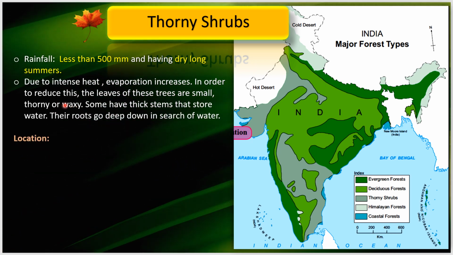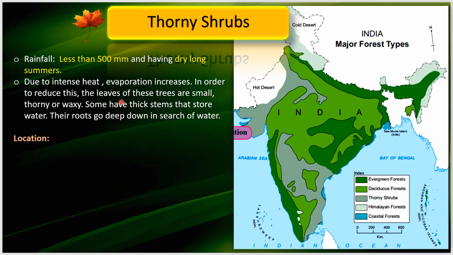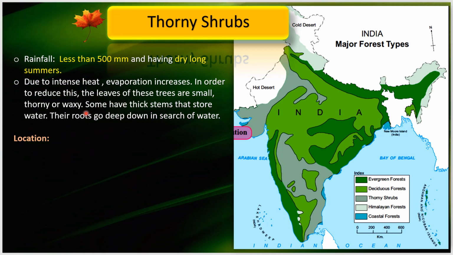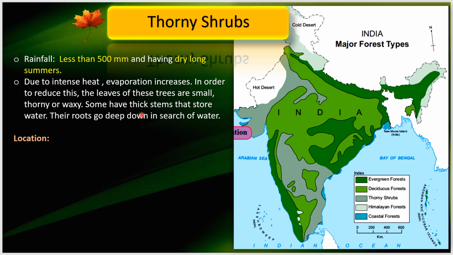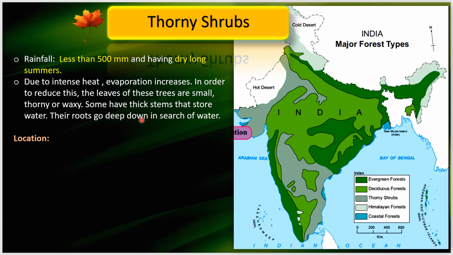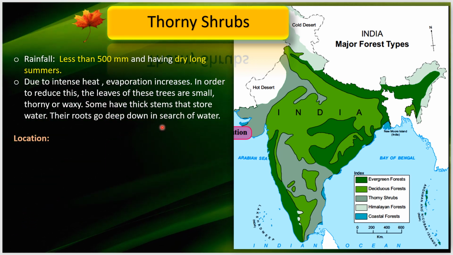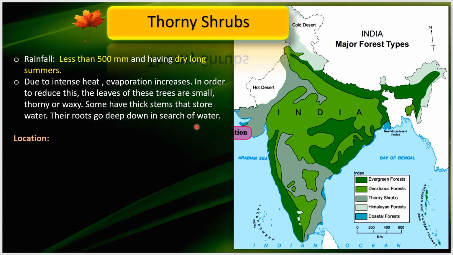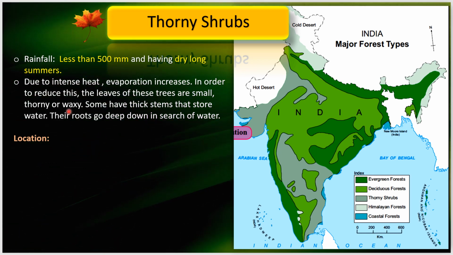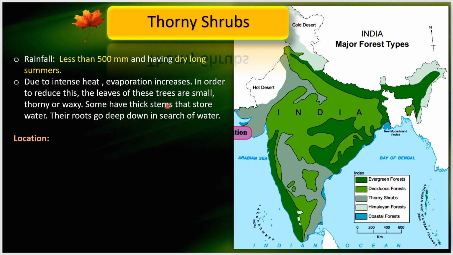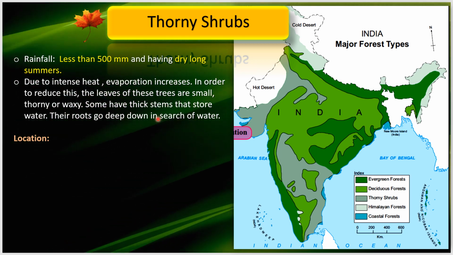In order to reduce this, the leaves of the trees are small, thorny or waxy. Some have thick stems that store water. Their roots go deep down in search of water. So in the next slide, we'll see the different types of trees that are found in this region.